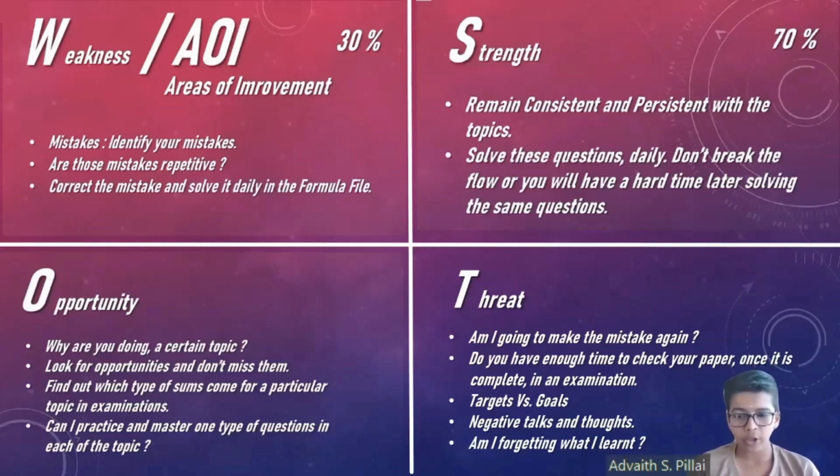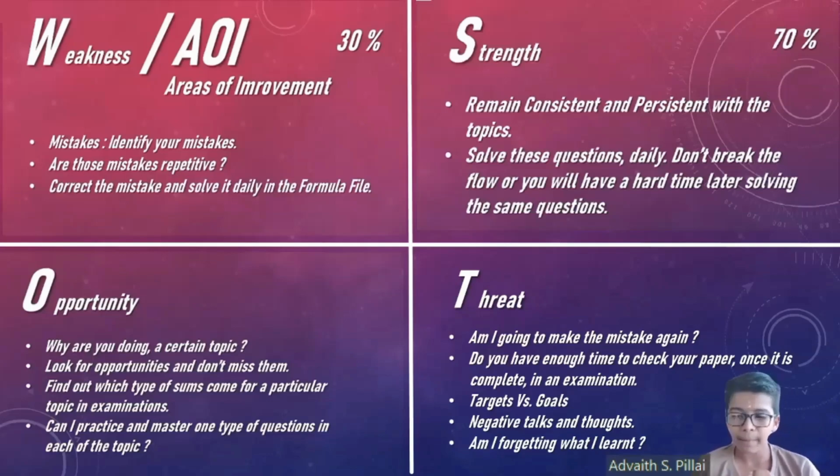Now let's look at opportunities. Opportunity is the positive thinking that your brain gets, like, why are you doing a certain topic? You look for opportunities and don't miss them. Find out which types of sums come for a particular topic in examination. Okay guys, we saw this question earlier as well. We have to write the types of questions which are more likely to come in the formula file, so you can practice it and get good at it.